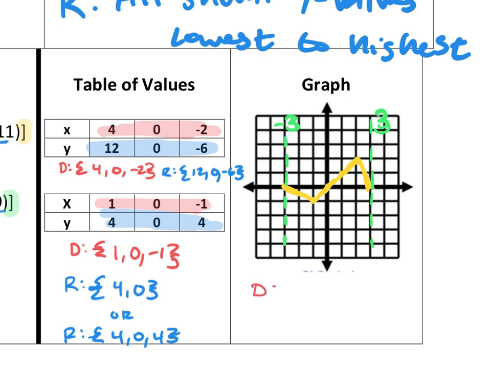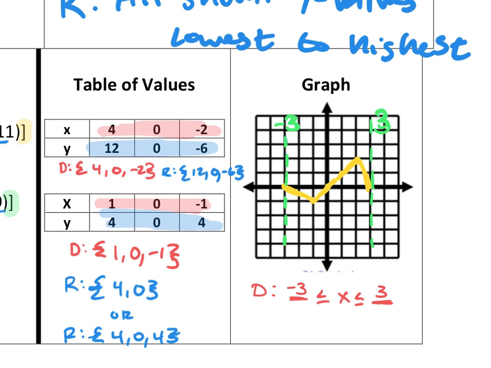So when you go to list your domain for this, you would actually list it as an inequality. And I'm going to show you the pattern. That means you need to pay attention to this. The pattern will always be a number is less than or equal to X, which is less than or equal to another number. What numbers do you think are going to go here and here? Your smallest and your biggest. So the smallest X value here is -3. The biggest X value here is +3. Are y'all okay with this?